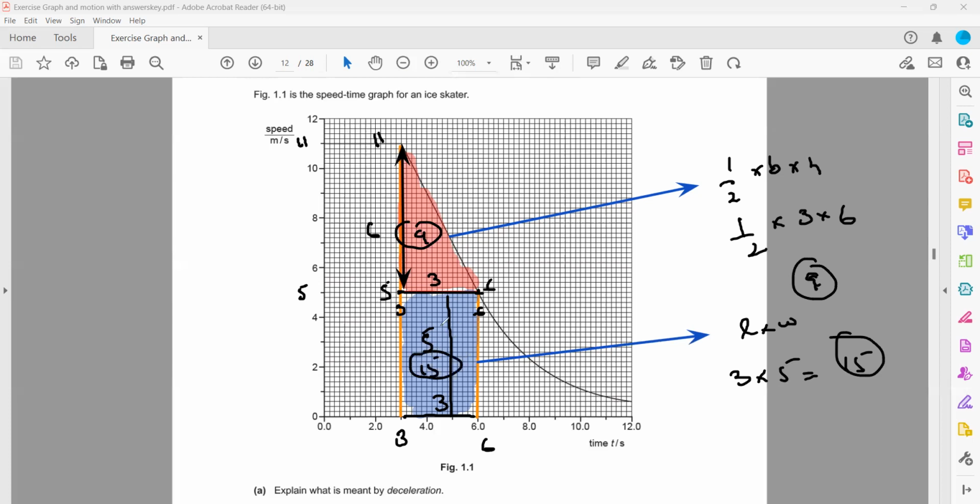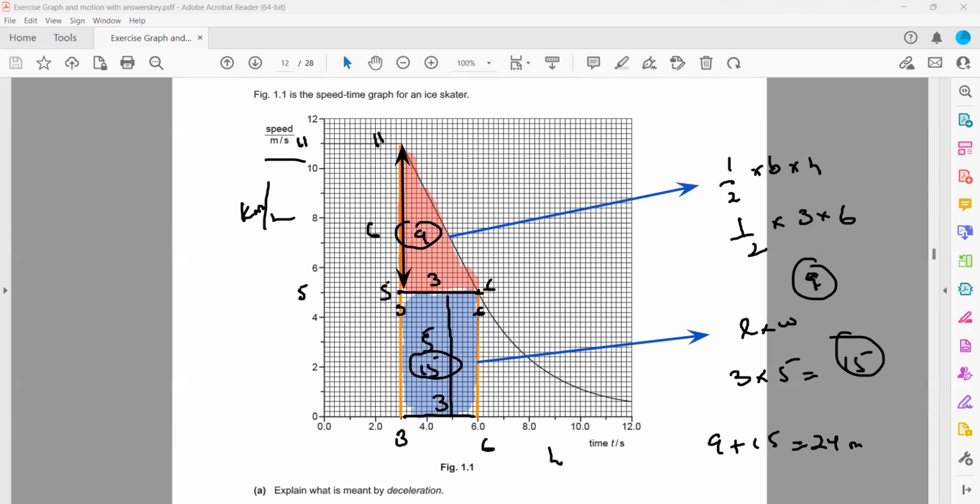So what is the total? Because they asked for the total distance traveled, we'll just simply sum them. It will be 9 plus 15, which makes 24. If the speed is in meter per second and time is in seconds, the unit will be meter. But if the speed was in kilometer per hour and time was in hours, then the unit will be kilometer. Or if speed is in centimeter per second and time in seconds, the answer will be in centimeter.